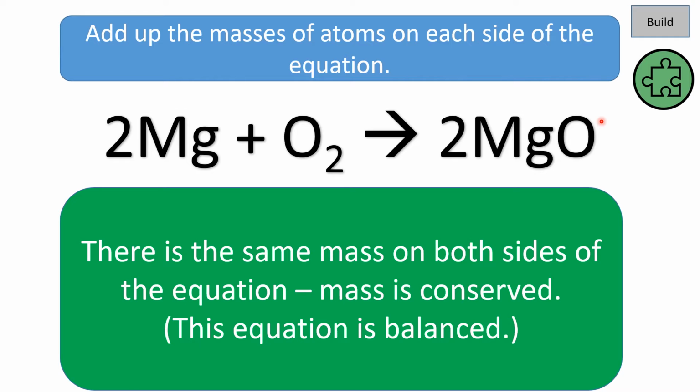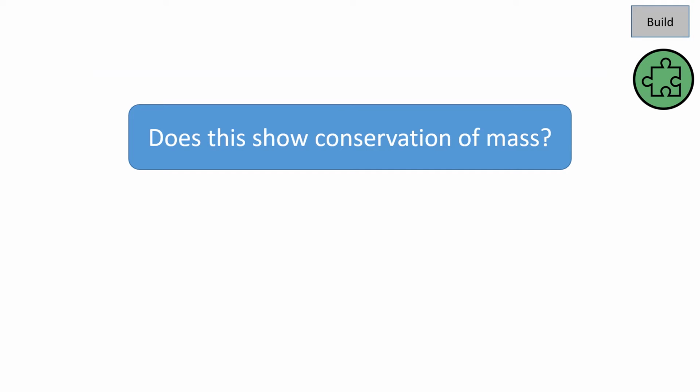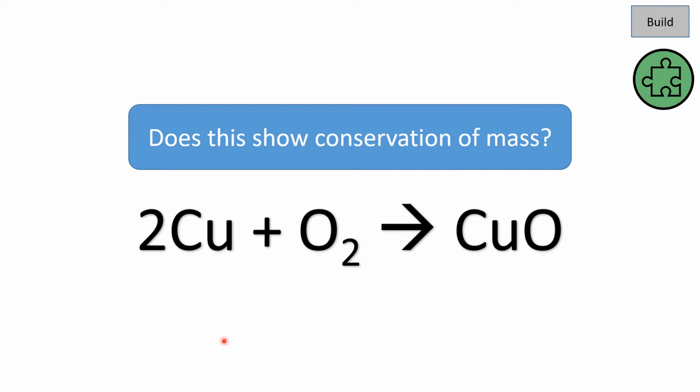This only works if your equation is balanced, because if you haven't balanced it, you're going to have the wrong numbers on both sides. So if you look at this equation here, do you think it shows the conservation of mass? Well, hopefully you would say no. It doesn't show conservation of mass. I don't have the same number of atoms on both sides of the equation. I've got two copper here and only one copper here. I've got two oxygens here and only one oxygen here. So this is obviously an unbalanced equation. The easiest thing to do would be to put a 2 there, making that now balanced, showing conservation of mass.